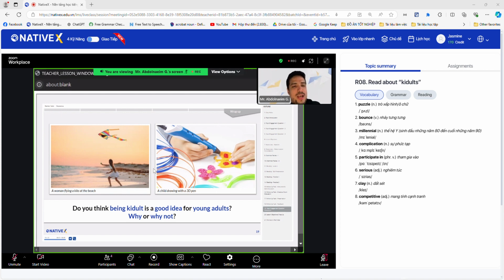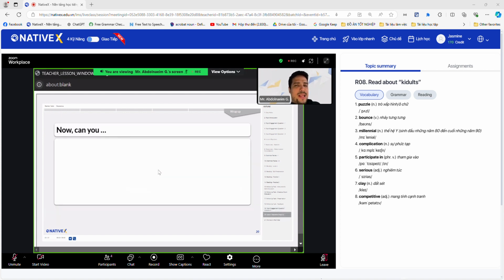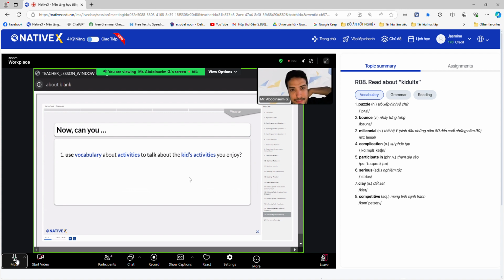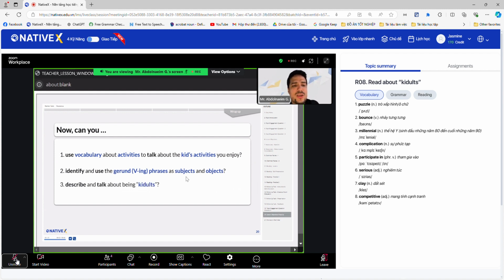Thank you very much. All right, so that's the end of our class. Let's look at our class objectives. Number one, can you use vocabulary about activities to talk about kids' activities you enjoy? Yes, I can. And can you identify gerund verb-ing phrases as subjects and objects? And can you describe and talk about being kidults? Yes, I can do. Okay, thank you very much.